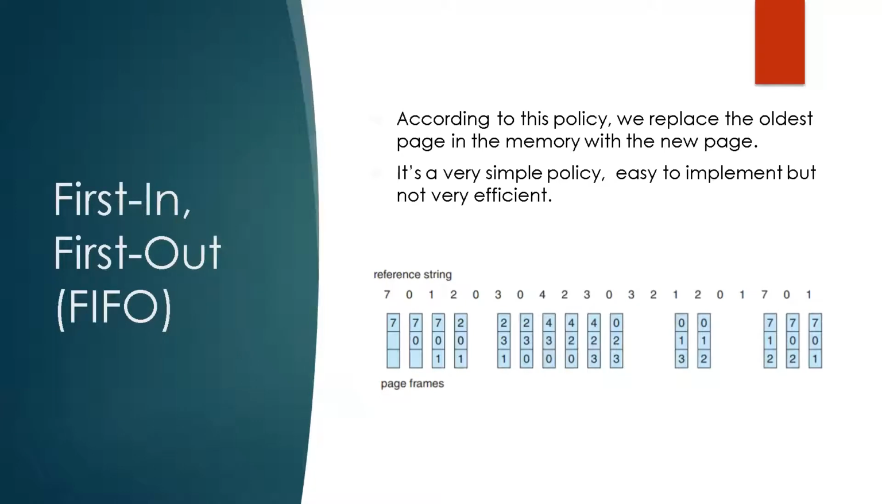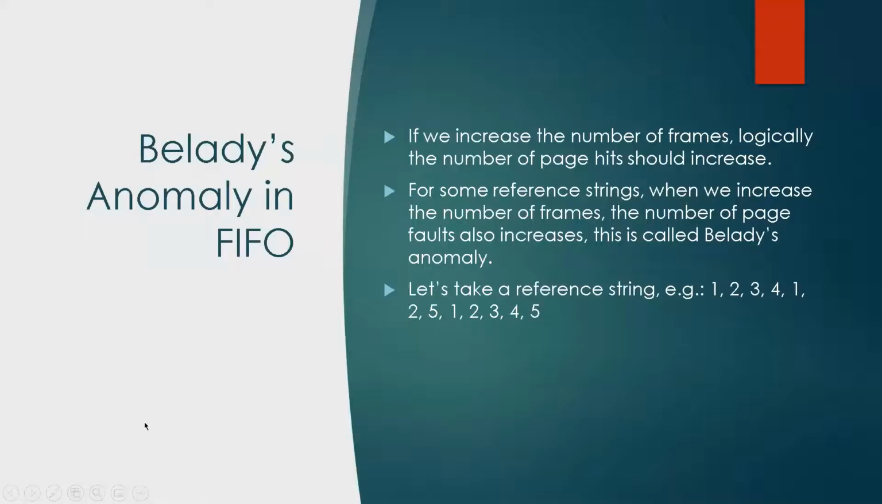So let us first take a look at first in, first out. According to this policy, we replace the oldest page in the memory with a new page. It's a very simple policy, easy to implement, but it's not very efficient. It also suffers from Belady's anomaly. If we increase the number of frames, logically the number of page hits should increase. For some reference strings, when we increase the number of frames, the number of page faults also increases. This is called Belady's anomaly.